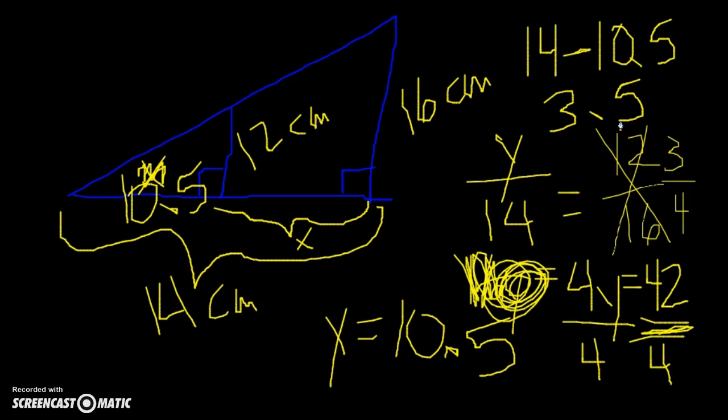We're going to use this to measure shadows, so this method has multiple uses. But those are the types of problems you're going to be seeing in this lesson, where you find missing values and missing lengths and measurements using proportions and using similar figures.